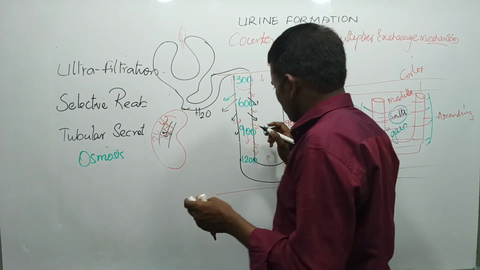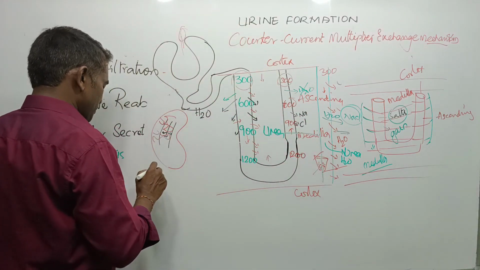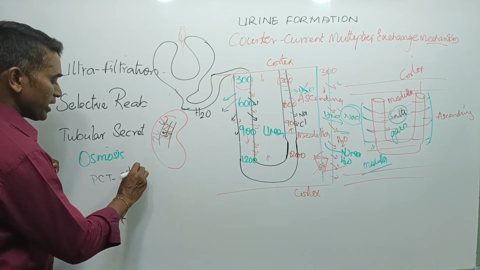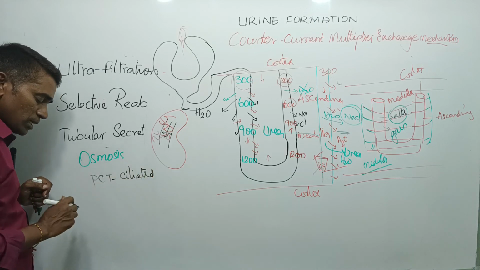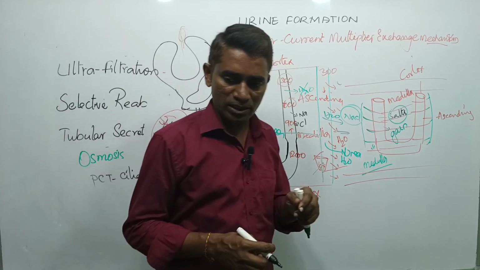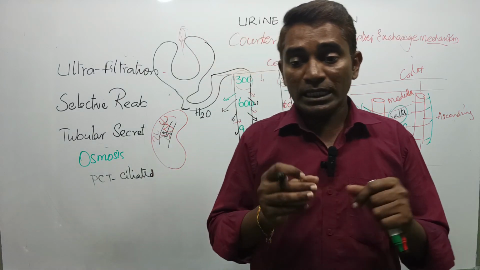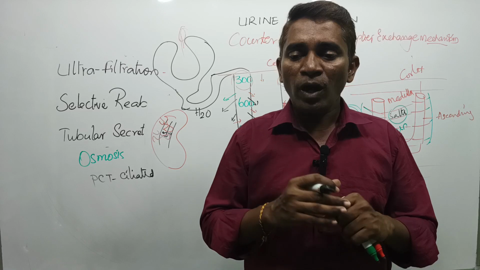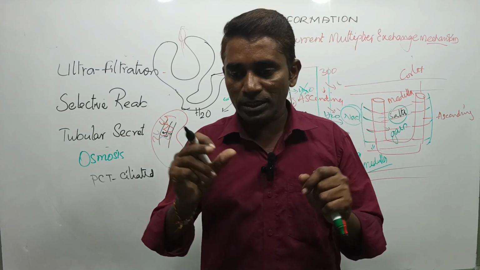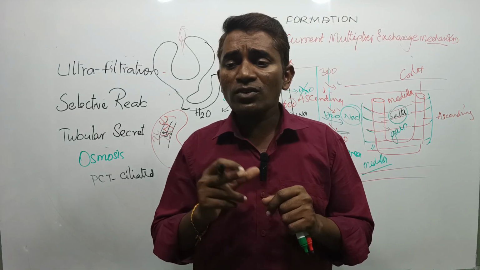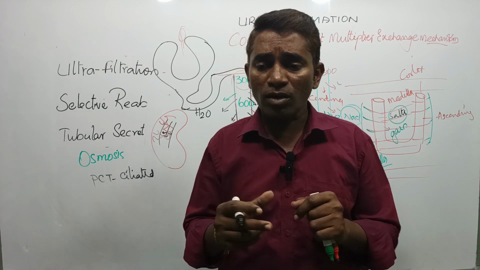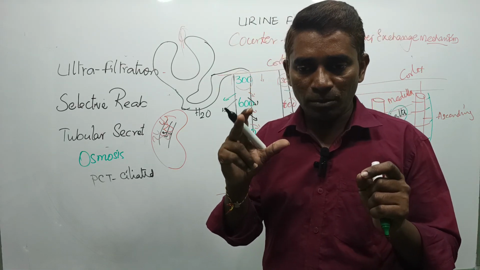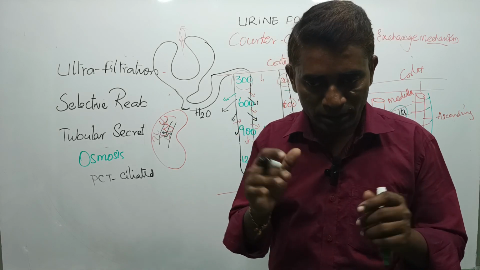In the proximal convoluted tubule region, under the influence of ciliated cuboidal epithelium, reabsorption occurs. Almost 60 to 70%, or even more than 80%, of the reabsorption occurs in the PCT itself. This is said to be obligatory reabsorption, so that water follows the absorption of minerals.